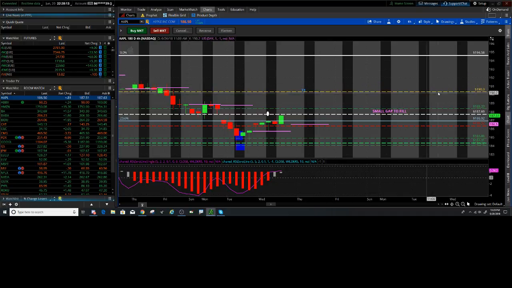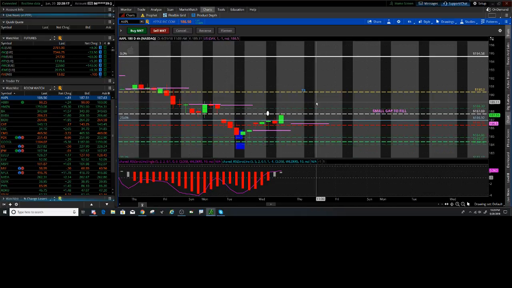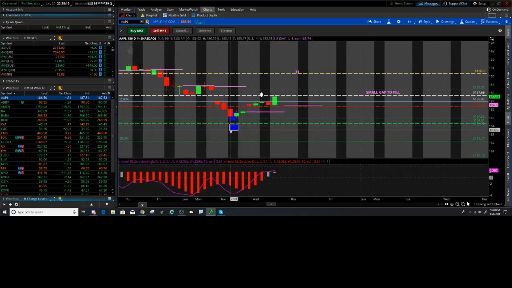To the downside, if we break this red line again, I would expect price to come into about 50 or 88.7% of this wick here. So roughly here at this green line here at 184.31.